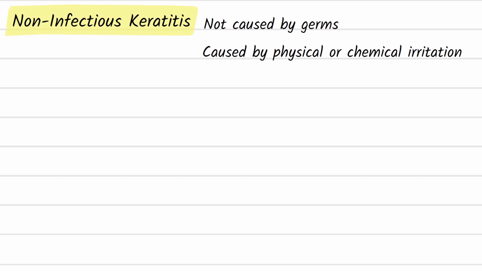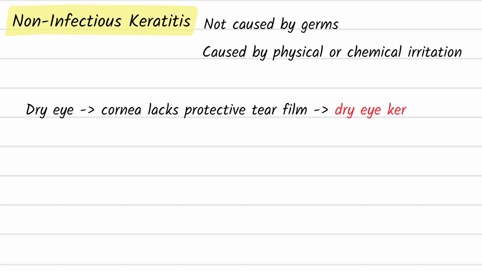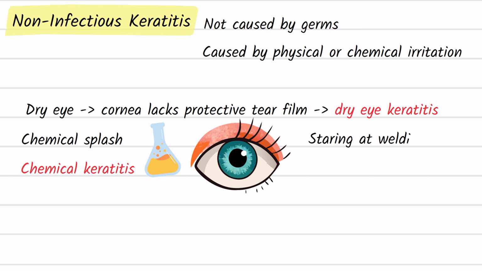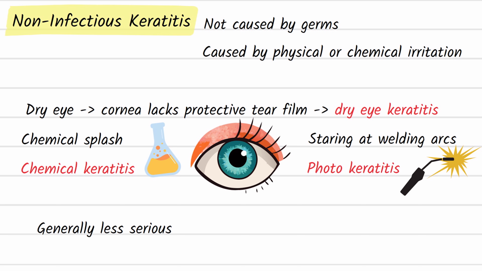For example, if your eyes are very dry, your cornea lacks the protective tear film it needs, and this can lead to a condition called dry eye keratitis. If you get a chemical splash in your eye, that can cause chemical keratitis. If you stare at welding arcs without proper eye protection, the ultraviolet light can cause photokeratitis, which is like a sunburn for your cornea. These non-infectious types of keratitis are generally less serious than infectious keratitis, but they still require treatment to prevent complications and permanent damage.